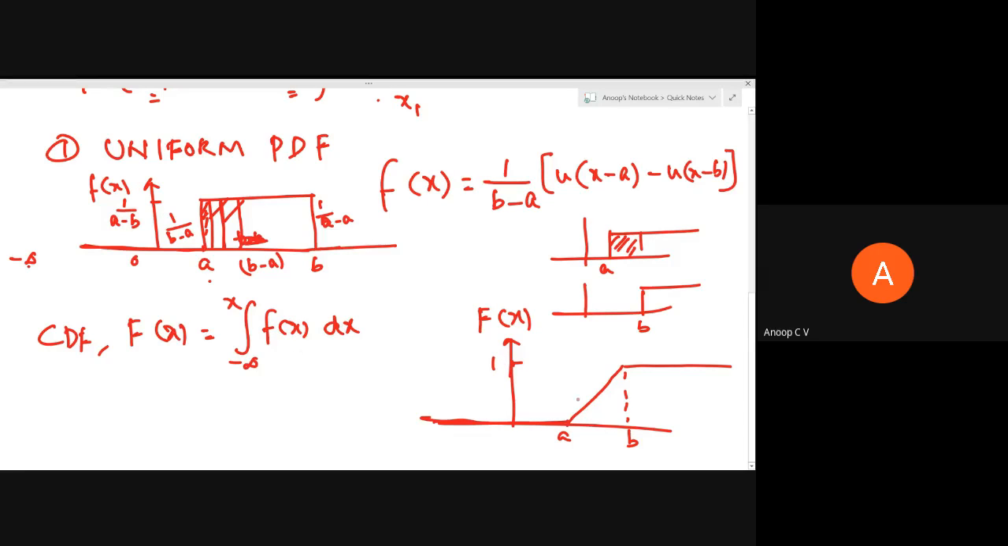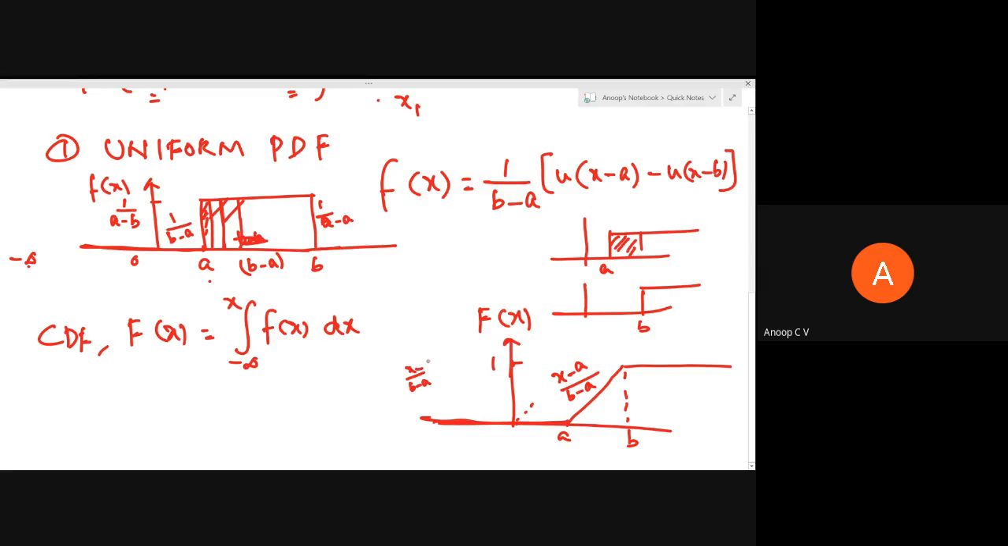So if you perform this integration, I'm not doing this, you will get this to be equal to x minus a divided by b minus a, right? So the slope of this will be 1 by b minus a, and it's a straight line. It's not passing through the origin. If it was passing through the origin, it would have been x by b minus a, and the y-intercept would have been 0. But now what happened is this is shifted right by an amount a.